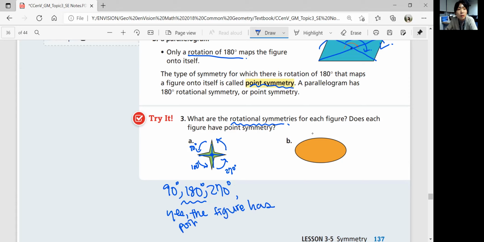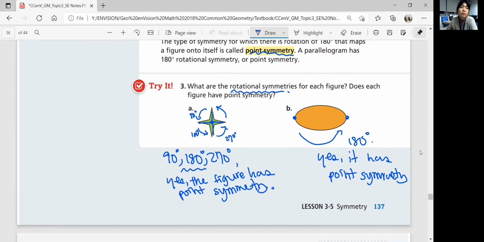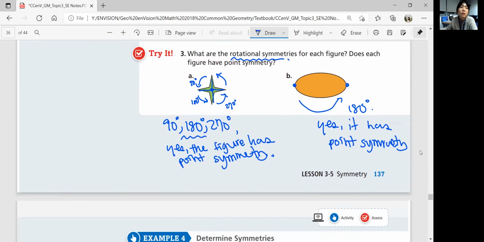Okay, part B. Can we rotate this? We can rotate this end to this end, right? And so, yes, it has 180 degrees rotational symmetry. And we can say, yes, it has point symmetry. All right, example 4 on the next page.